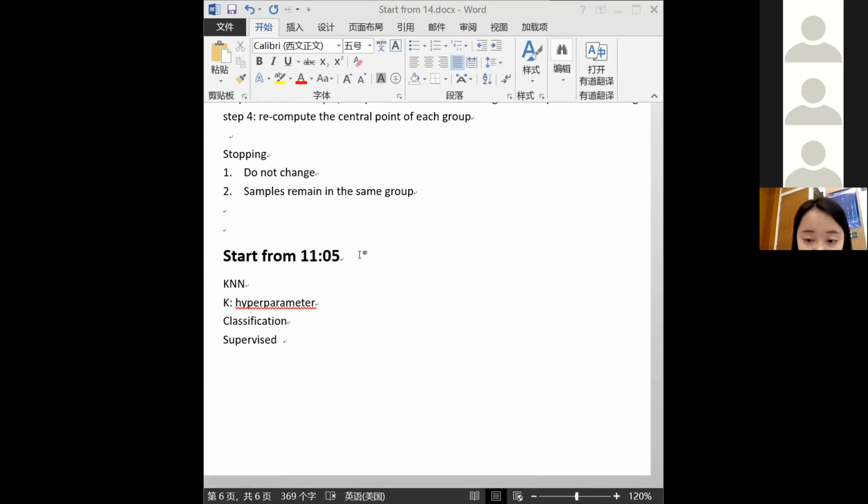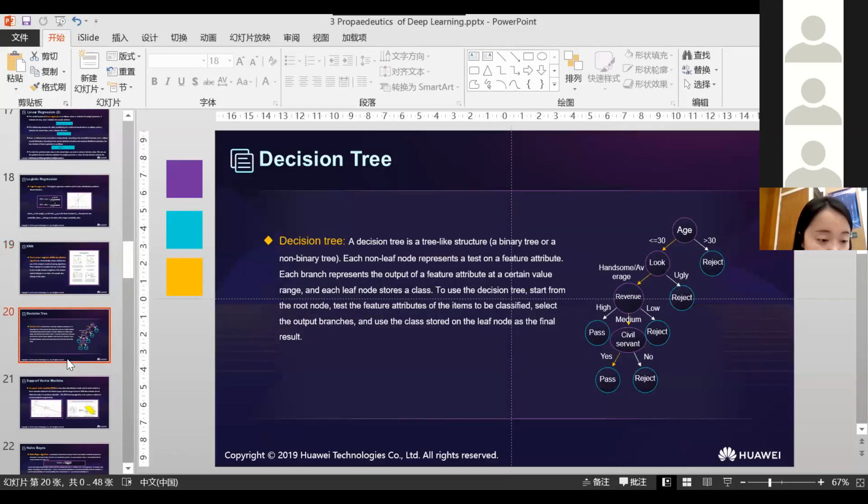And then another algorithm we're going to talk about is decision tree. So what is a decision tree? Any idea? Any volunteer who would like to explain what a decision tree is and how it works?